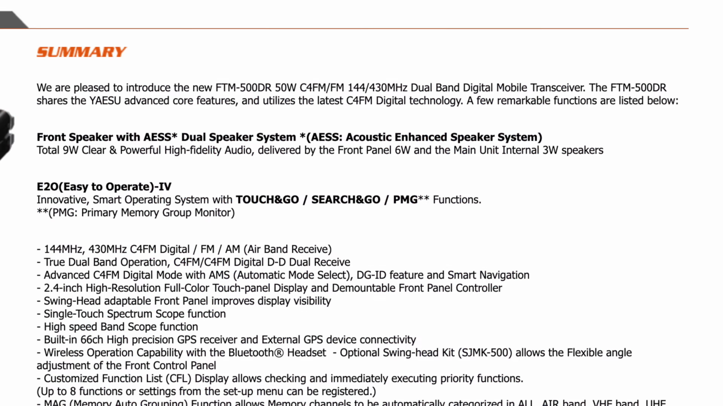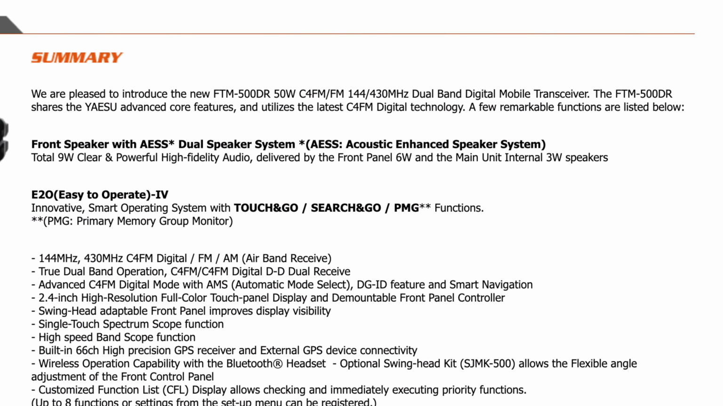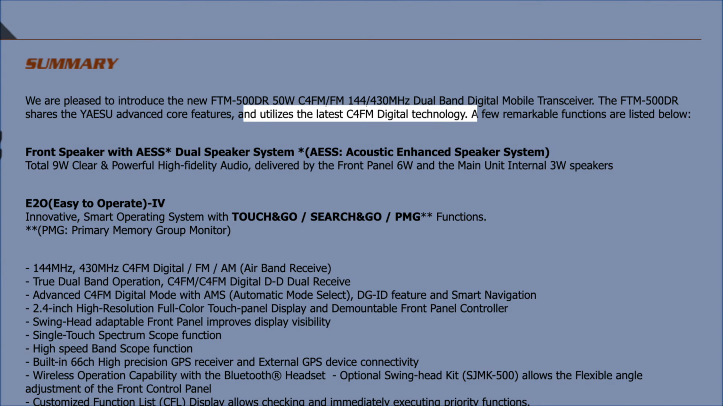This is a dual-band mobile transceiver. The FTM 500 shares Yaesu's advanced core features and utilizes the latest C4FM digital technology. Okay, so if I didn't know any better, now I know C4FM is kind of like FM, but it's digital. Okay, so digital voice radio type capability. Okay, good. So here's a good example of breaking down an acronym.